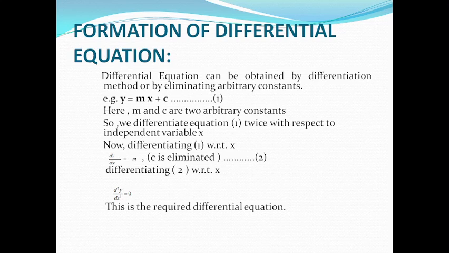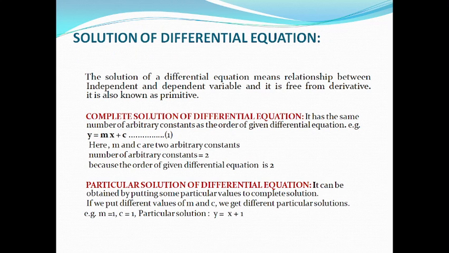c is eliminated, and after this, when we differentiate it again with respect to x, we get d2y over dx square equal to 0. Here m and c, both arbitrary constants, are eliminated, and the equation remaining is the required differential equation. Now the solution of differential equation.